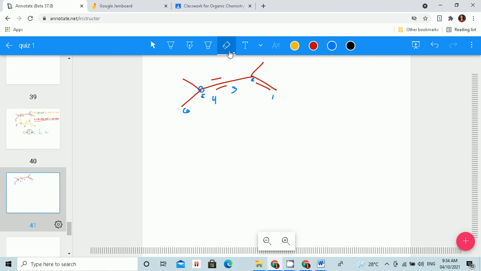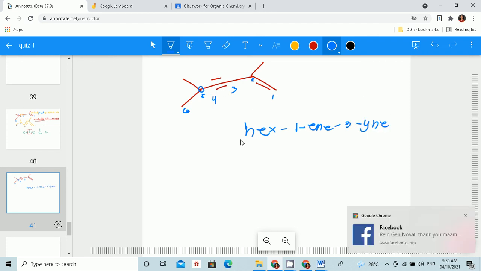Okay, so we have carbon 6. Now, this is our hex. Okay, this is a hex. So, we will write that one. We have hex. Okay, we have carbon 1. Hex 1. That is an ene. Then 1, 2, 3. Our number 3 is our yne. Carbon 3 is yne. And then for our substituents, we will have carbon 2.